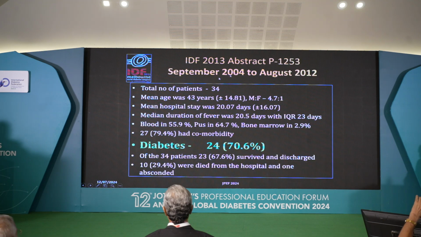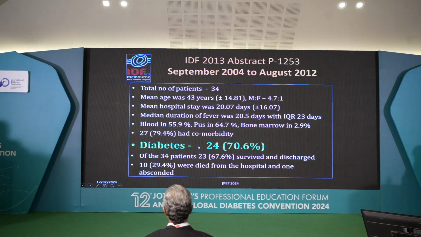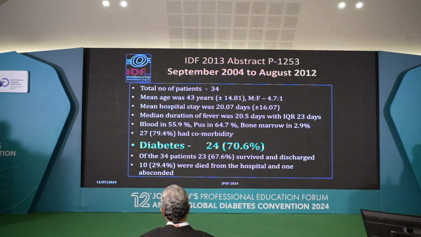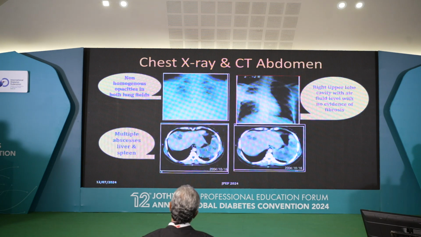In this abstract we presented cases presented to our institution from 2004 to August 2012, 34 patients with melioidosis. Among the 34, 70.6% had diabetes, 24 had diabetes, and the mortality was as high as 29.4%, or 30% died. So this also has a very high mortality.